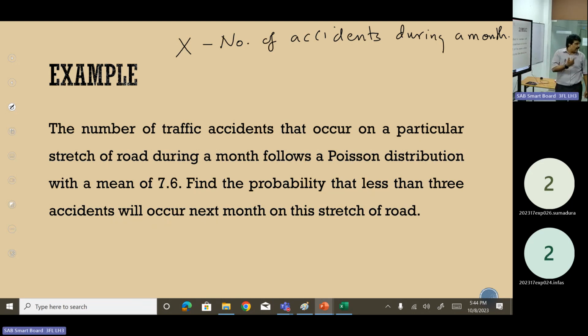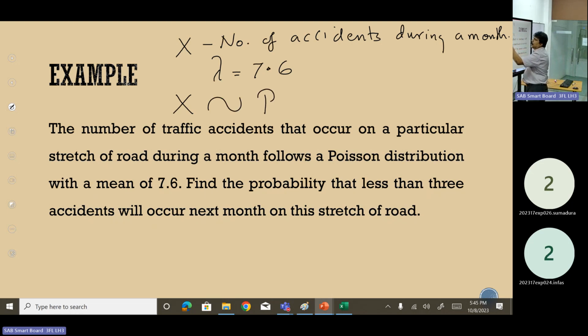So now we need the parameter. The parameter is lambda. What is lambda? Lambda is the mean of the variable. So per month, what is the mean? How many accidents per month on average? 7.6. So lambda is 7.6. Now this variable is the number of happenings during a fixed period, Poisson. So X follows Poisson with lambda 7.6.